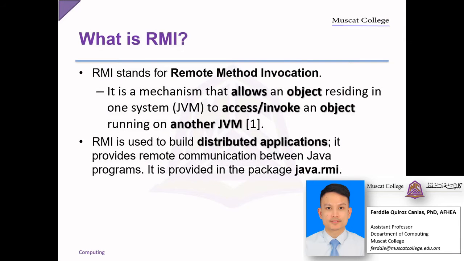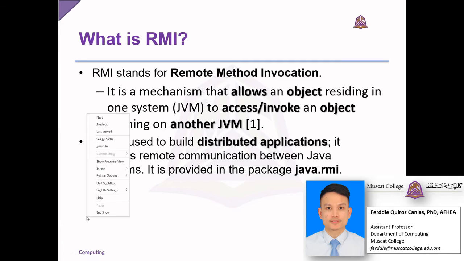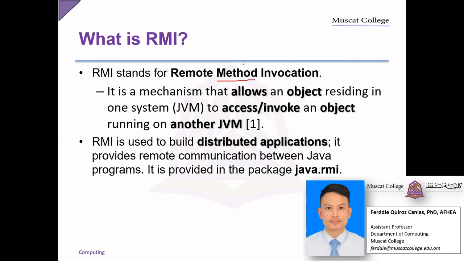So RMI is defined as remote method invocation. From the words themselves, remote method invocation means we're trying to access or call a method that is actually located remotely. It could be that this method is stored on the server, and there is a client accessing that method.